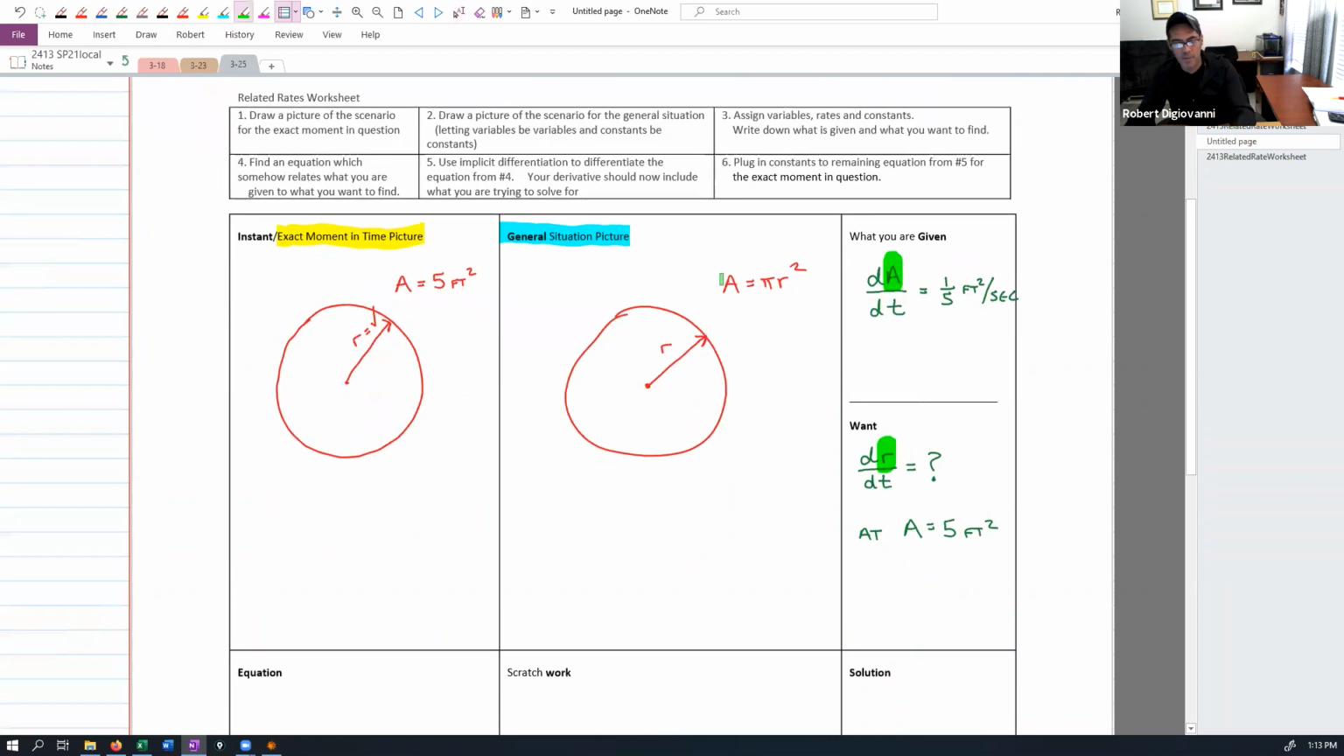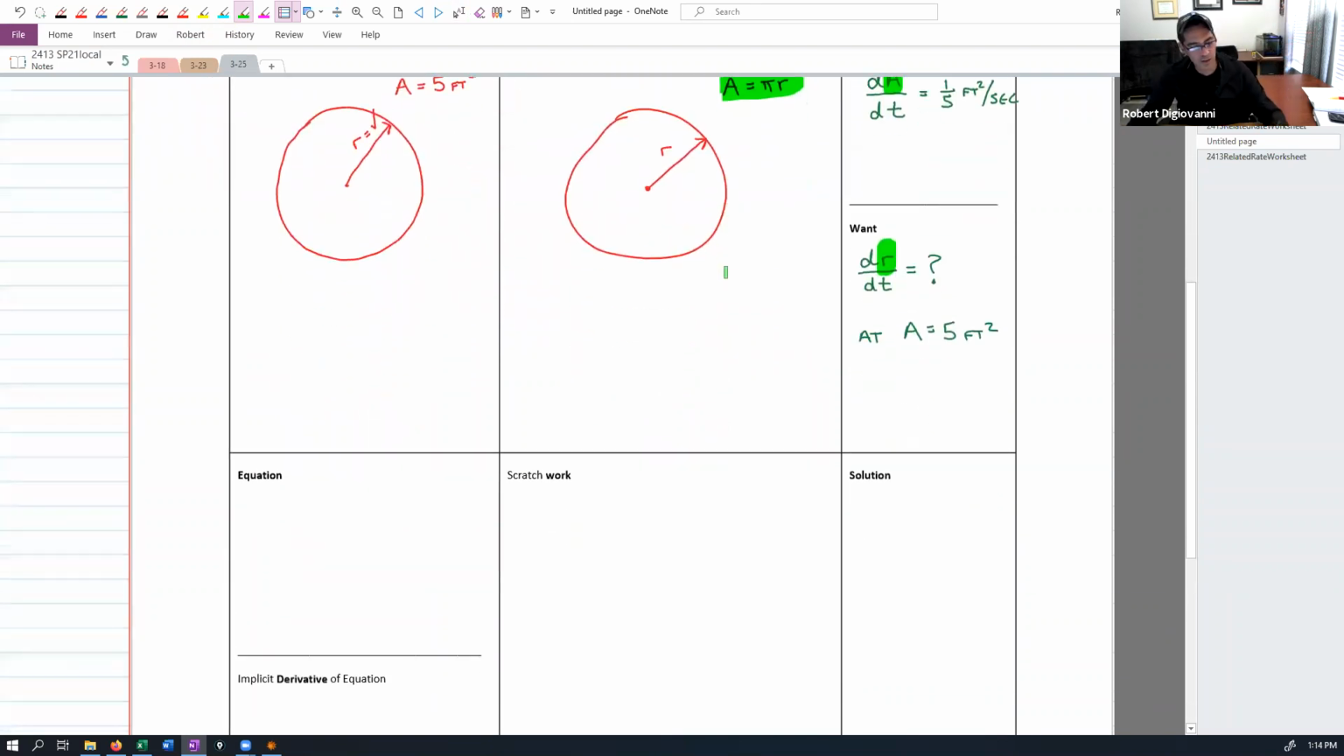And I hope it's obvious we have that equation. Area is pi r squared, right? That's the same equation we had in the previous problem. So I'm going to write the equation down here now. Area is pi r squared.